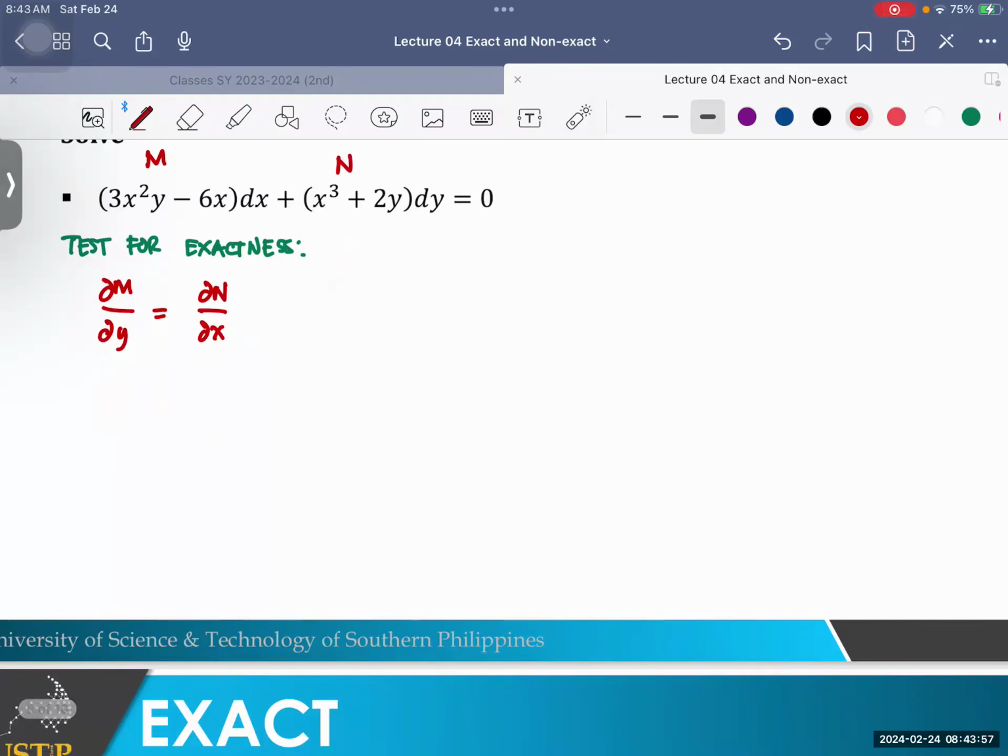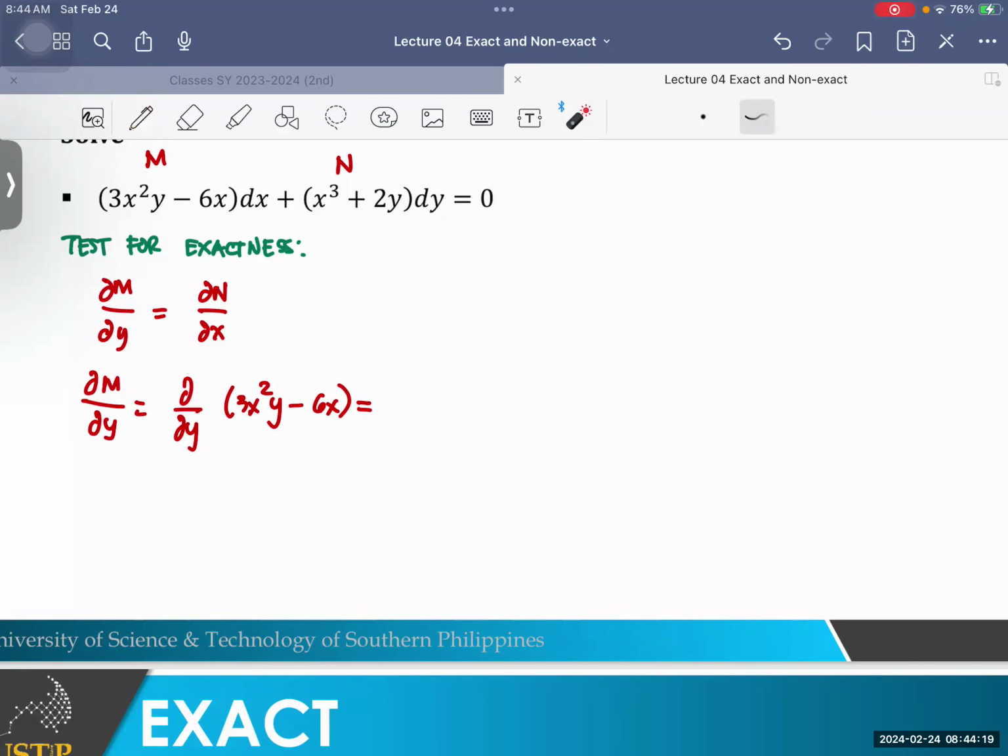Okay, so let's start with M. That is the partial derivative of M with respect to y. So atong M class is 3x squared y minus 6x. Okay? If dili na mo makalimot mag-partial differentiate, then ma-ron na gyud mo ani. Okay? So if you are partially differentiating with respect to y, take note again, atong x is considered a constant. So constant na siya. Okay? So what happens with 3x squared y, mahimo na lang siyang 3x squared.